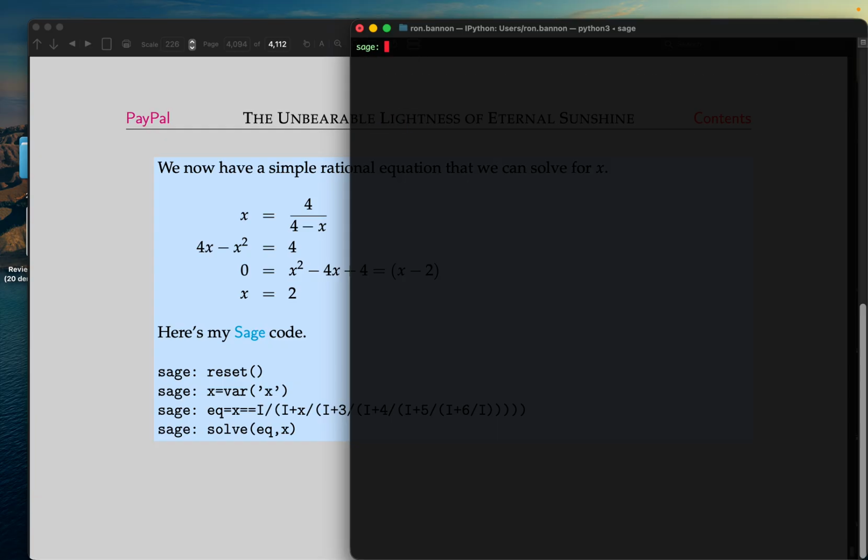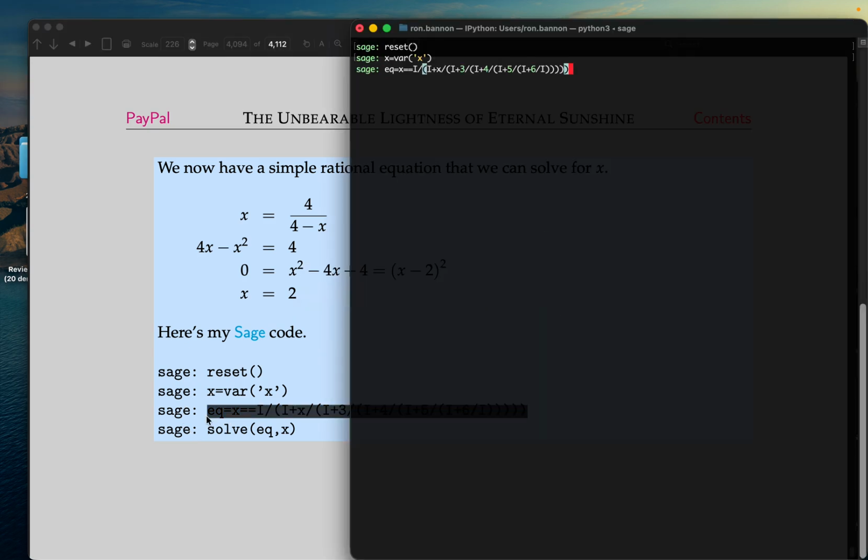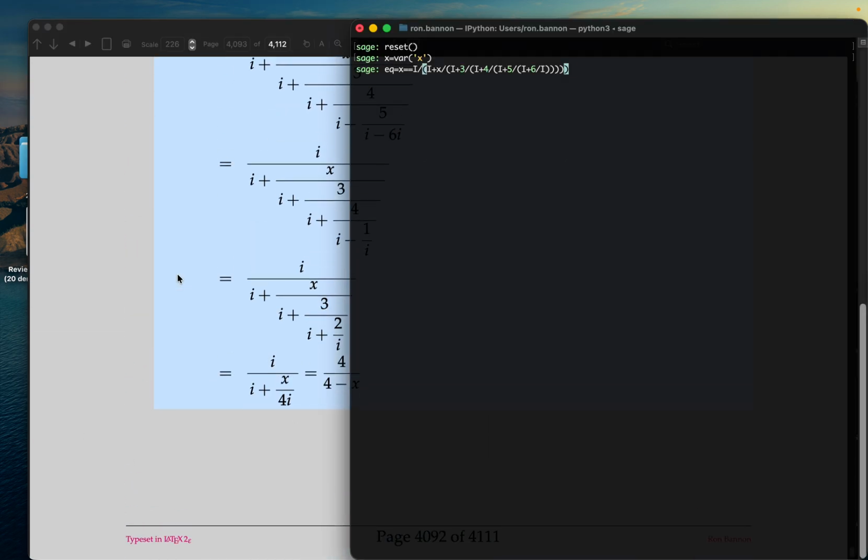I'm going to type clear first, clear the screen. Type in reset. X is a variable. And then equation, EQ. And this is the toughest thing for me to do, is type in actually the equation. And I will go through that. All right, let me just go through what I typed in over here.